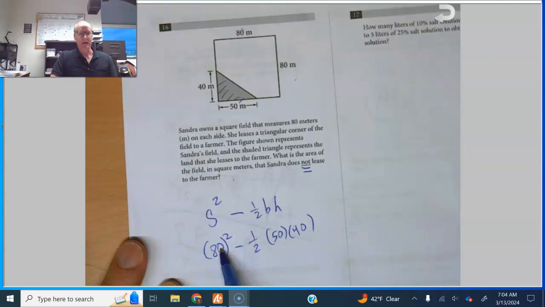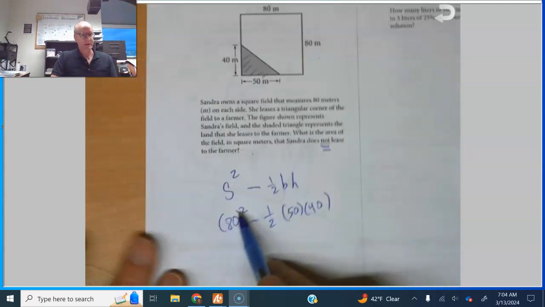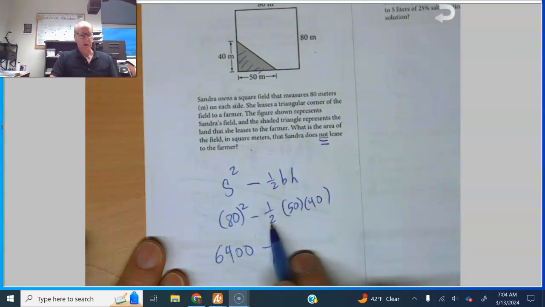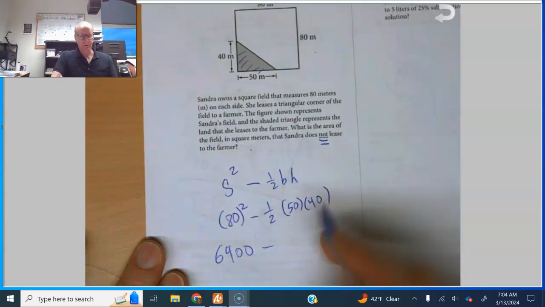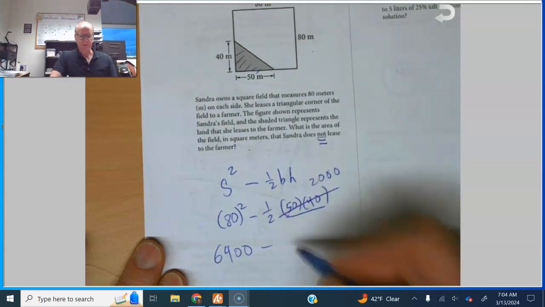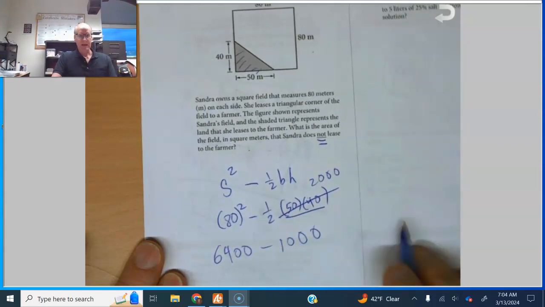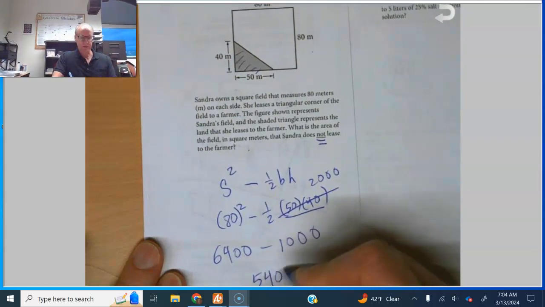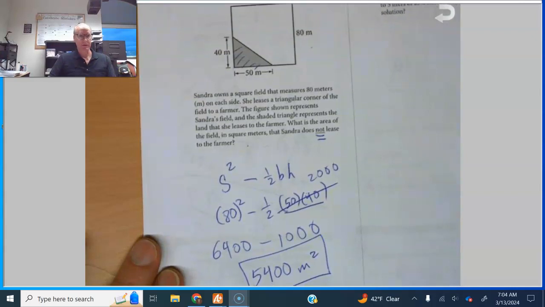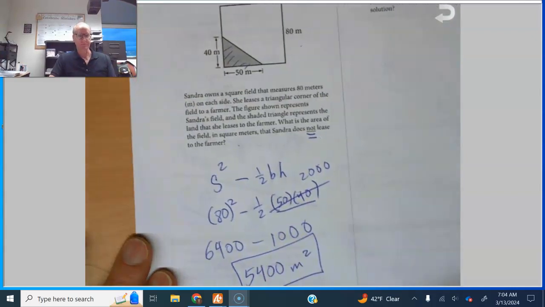And this is going to be 80 squared. Hopefully you can do that in your head. That's 6,400. And I have 1/2 times 2,000. This is 2,000, and half of that is 1,000. And we have 5,400 square meters. And we just put that into our calculator, or into our answer sheet.